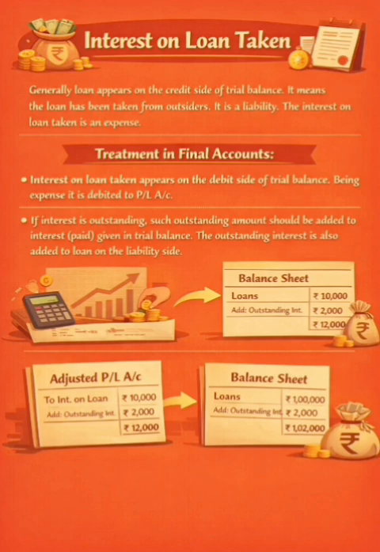Treatment in final accounts. Interest on loan taken appears on the debit side of the trial balance. Being an expense, it is debited to profit and loss account. If interest is outstanding, such outstanding amount should be added to interest paid, given in the trial balance. The outstanding interest is also added to loan on the liability side.